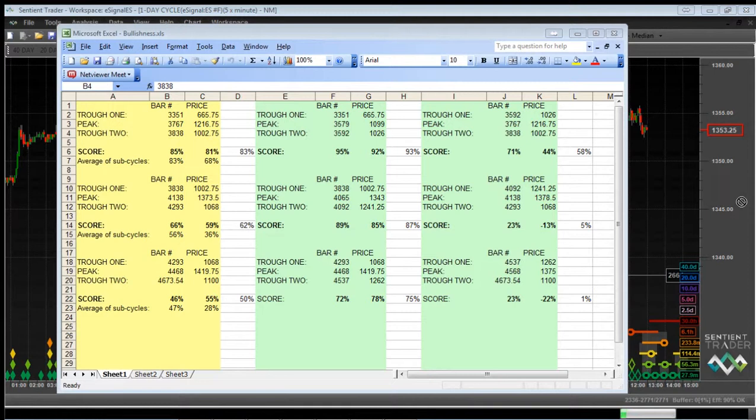Bart, in terms of a screenshot of the spreadsheet, I'll consider it. I think it might be a little bit above the heads of most of our readers who are looking for a Hurst analysis, but I'll think about it.